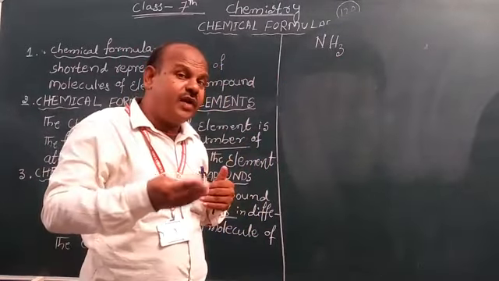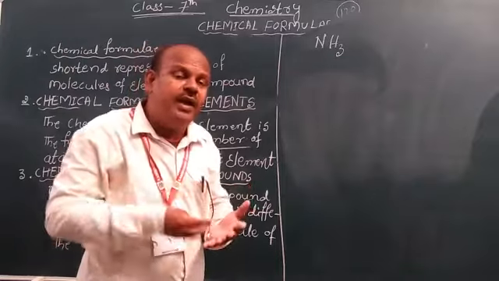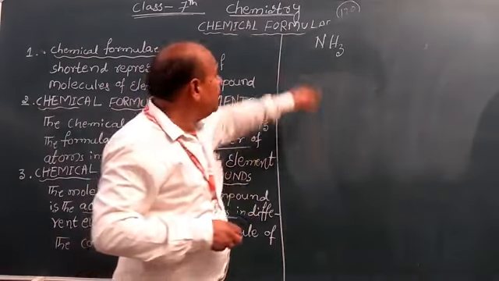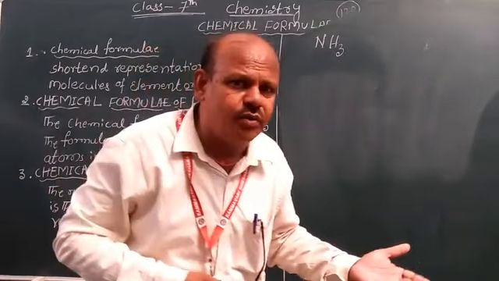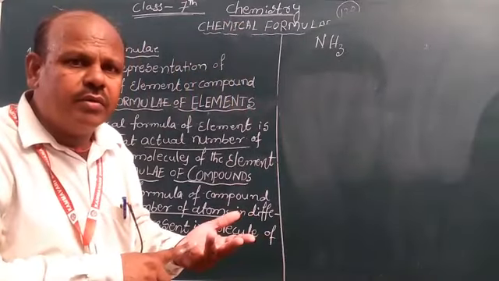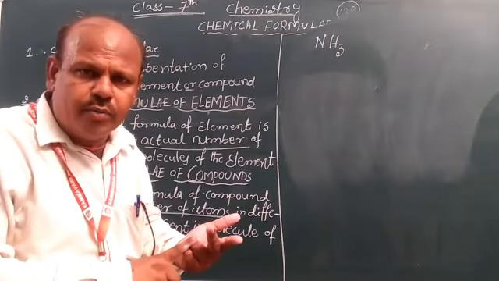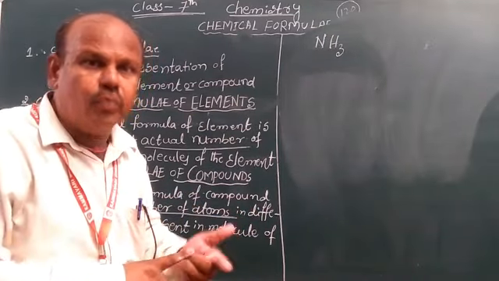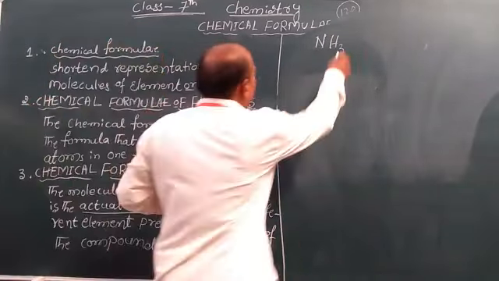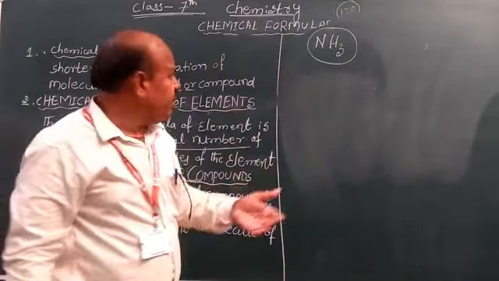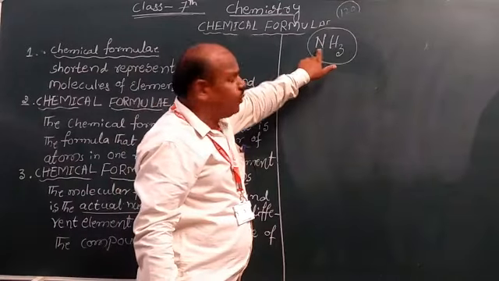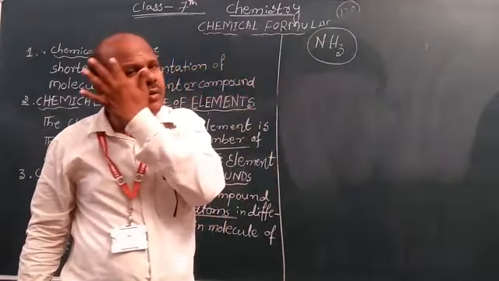We know from the previous class about atomicity, which is how many atoms are present in a single molecule. In the previous class we learned about monoatomic molecules, diatomic molecules, triatomic molecules, and so on. Here, in one molecule of ammonia, how many atoms are present? 3 plus 1, 4 atoms are present.